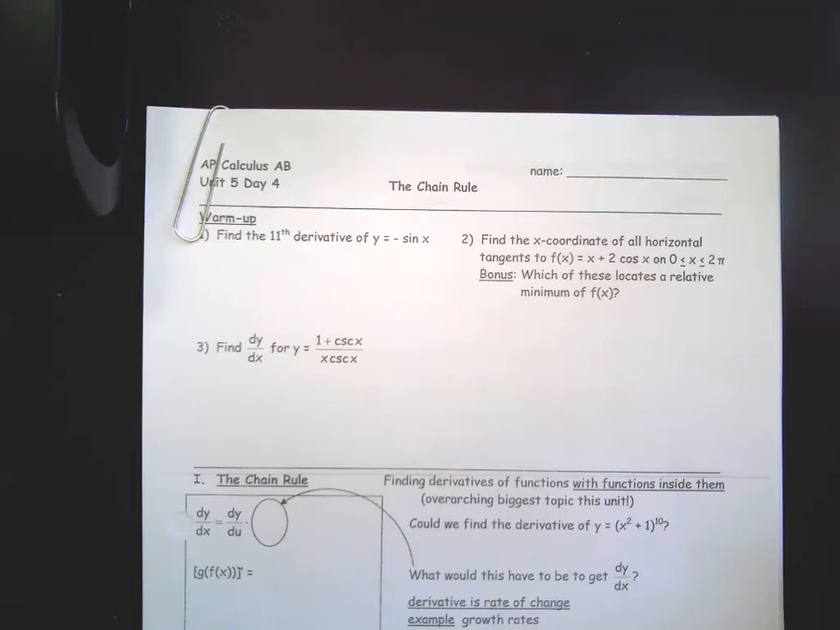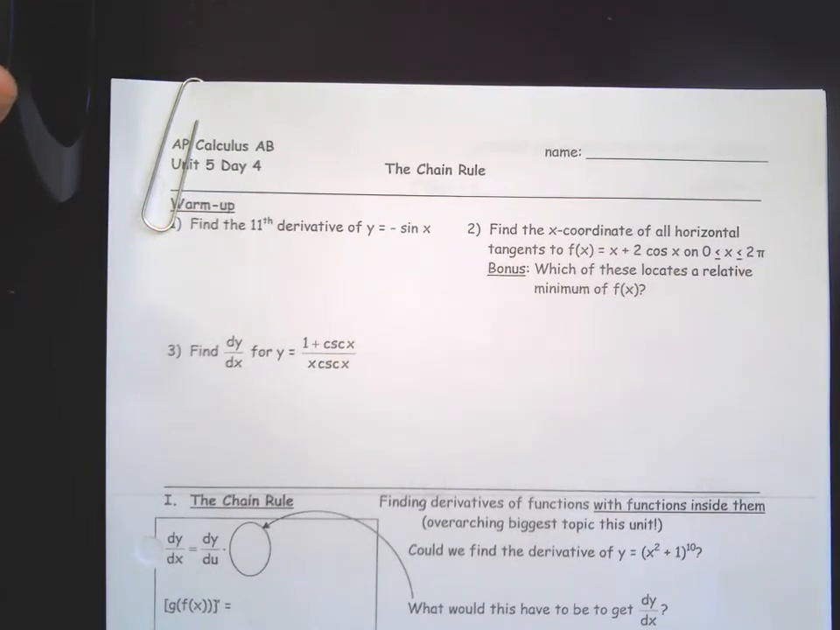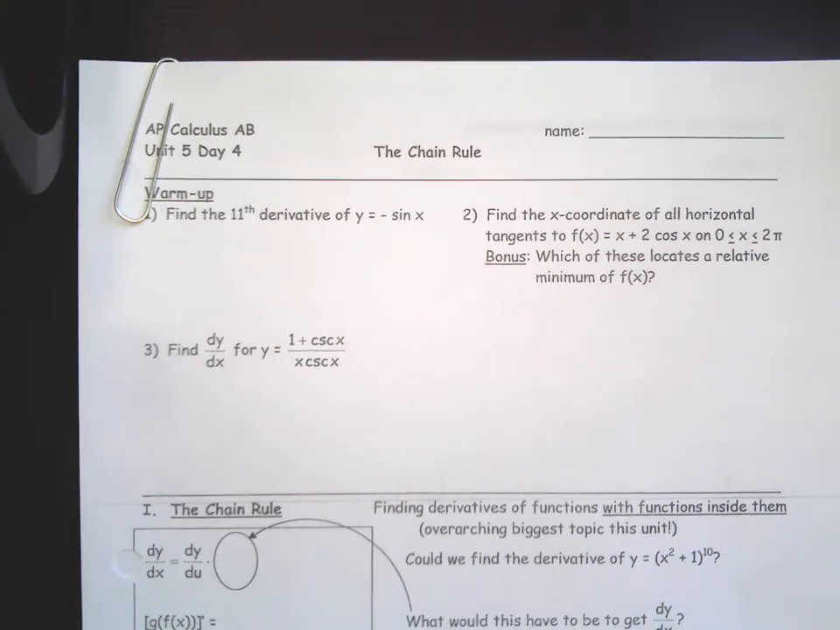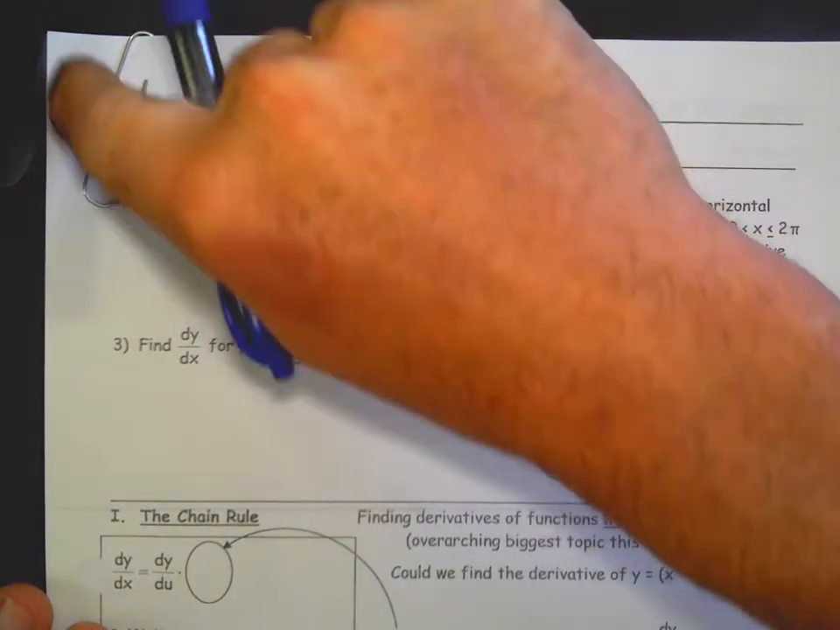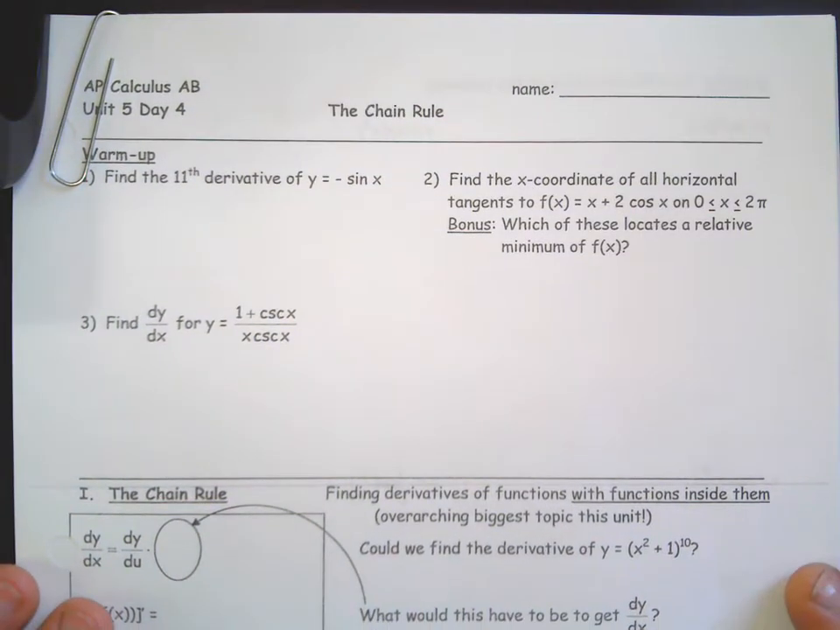Okay, AP Calculus AB, Unit 5, Day 4 lesson. We're going to learn a new derivative rule today. It's a big deal. The chain rule. It's huge. Use it all the time.